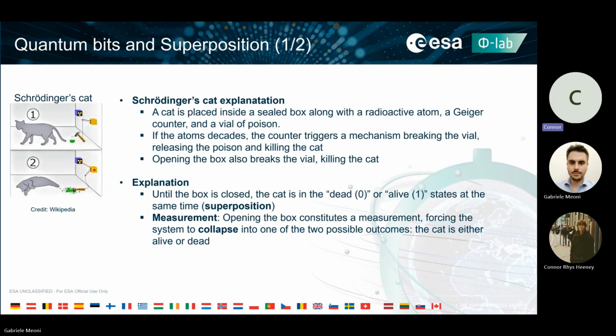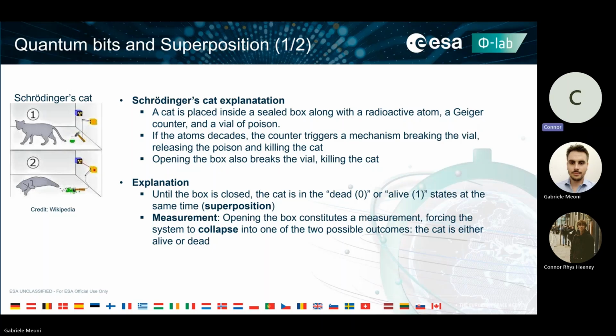Okay, but how does it work? There are 3 main features of quantum computing that are worth mentioning. One of them is the way quantum computing encodes information. And this is very well explained by the famous Schrödinger cat paradox. Do you know it?